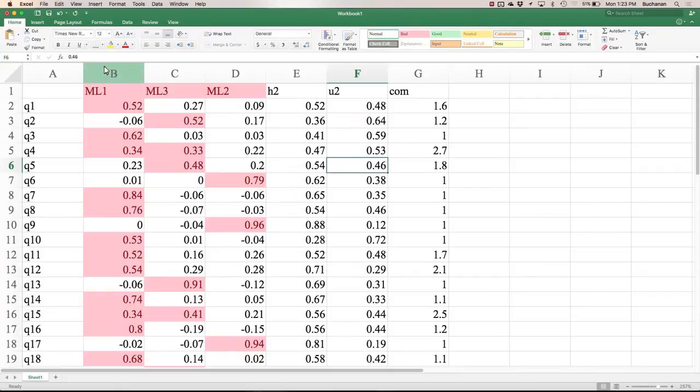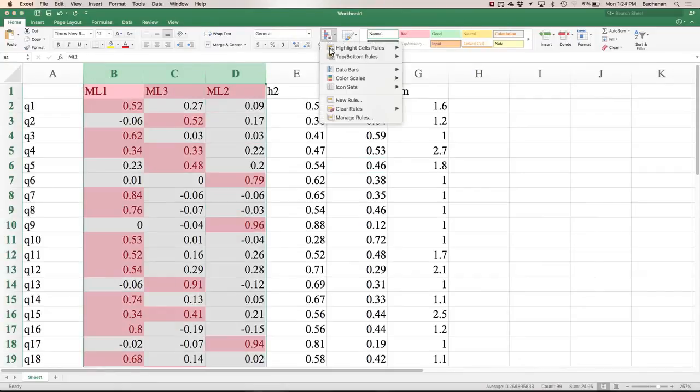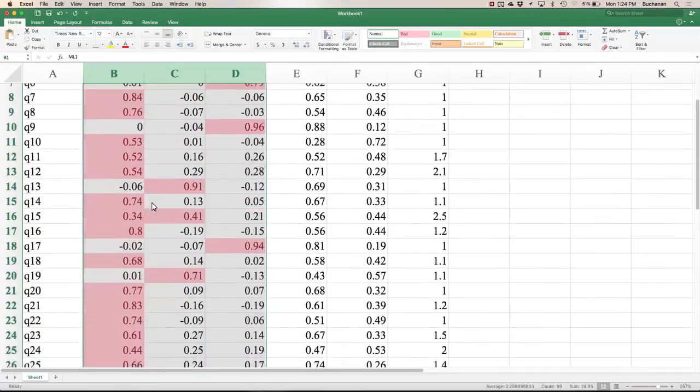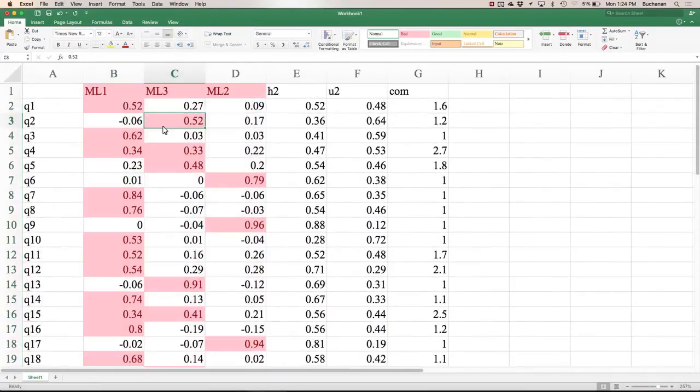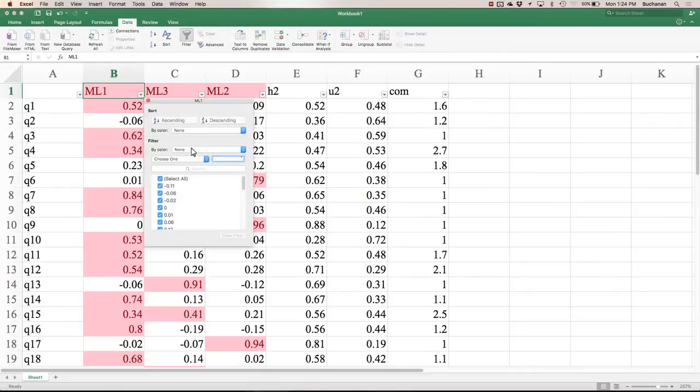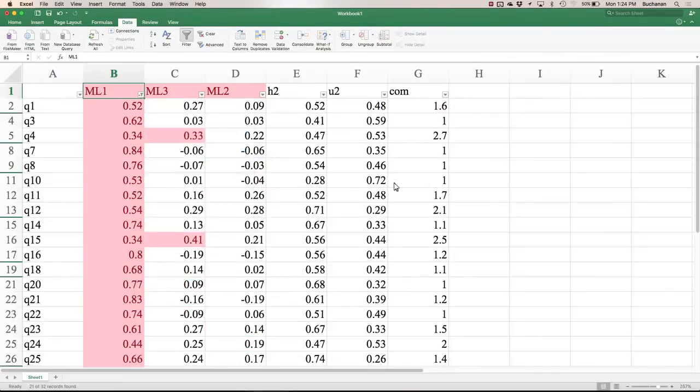That's amazing. Sometimes you'll get negatives, so what you can do is highlight less than negative 0.299. Negatives do happen. This data set doesn't, but they do. If you want to get even fancier, hit Data and then Filter. You can do the little drop down here, and you can filter by color. So I can look at all the items that loaded on factor 1. Look, we got 2 bad items.